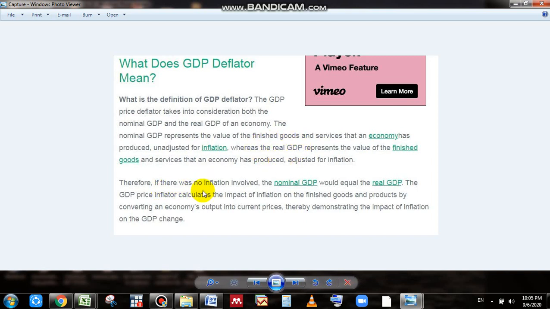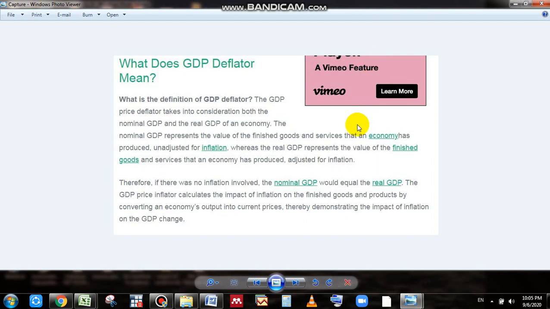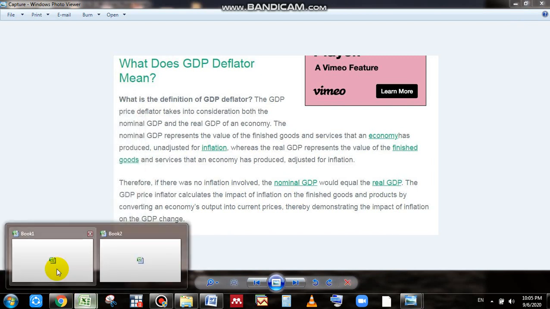Therefore, if there is no inflation involved, nominal GDP would equal real GDP. That means if there are no changes in the price, nominal GDP would be equal to real GDP. The GDP price deflator calculates the impact of inflation on finished goods and products by converting an economy's output into current prices. So let us see how to do so in Excel on your data.